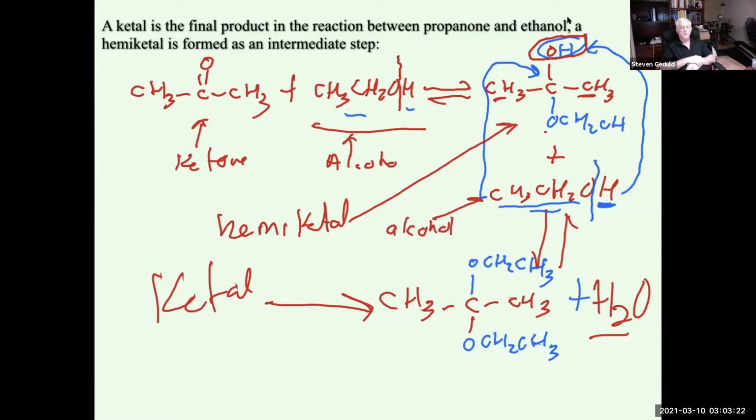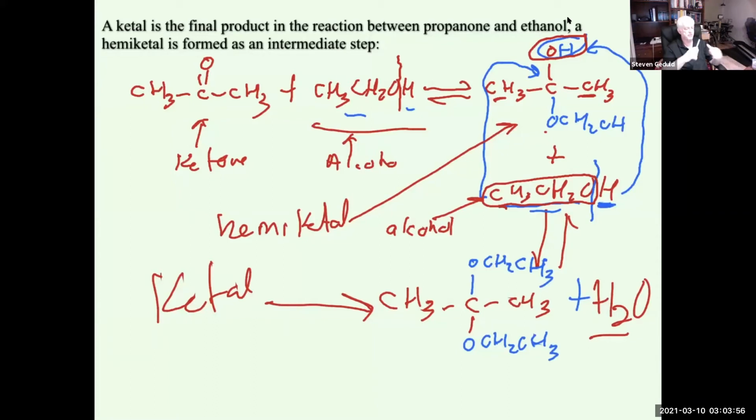Okay. So we take a hemiketal, add it with another molecule of alcohol. Okay, the OH comes off, combines with the H from the alcohol, forms water. Then the rest of that alcohol, this remaining portion right here, attaches to where the OH group was onto that carbon, and it forms a ketal. And that's how they react.